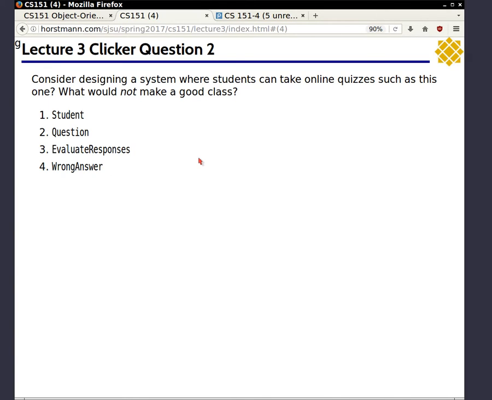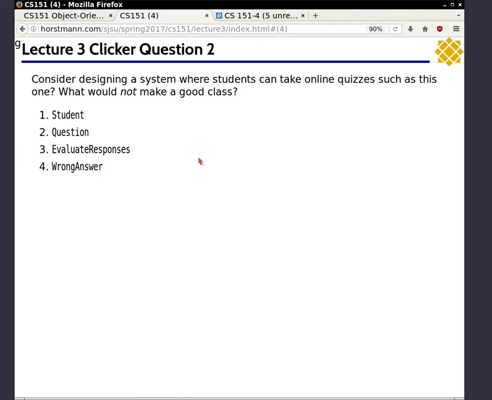The rule number one is that you look for nouns in the problem description. Is evaluate responses a noun? No, right? It sounds more like a method. Exactly, it sounds like something that you do. You could make a class that evaluates responses. But you could make a response evaluator. Yes, that might be a better class. So I'm all for a response evaluator. That could be useful. But evaluate responses, I think, is terrible. So that would be my choice for the most terrible one.